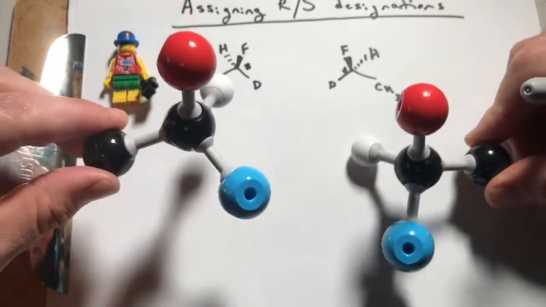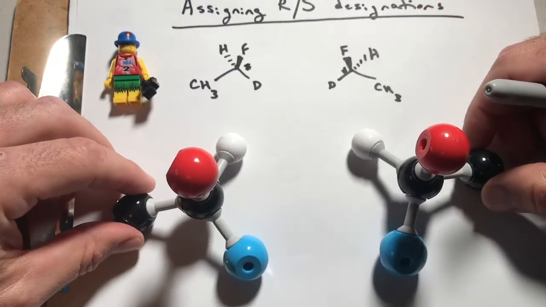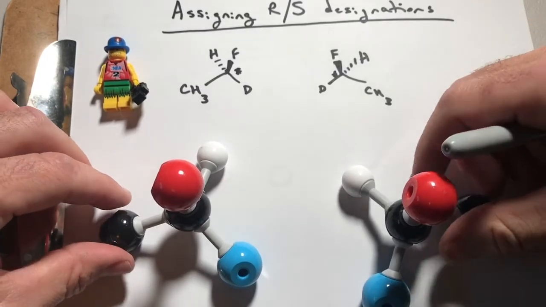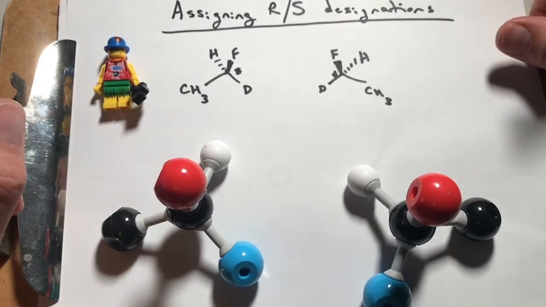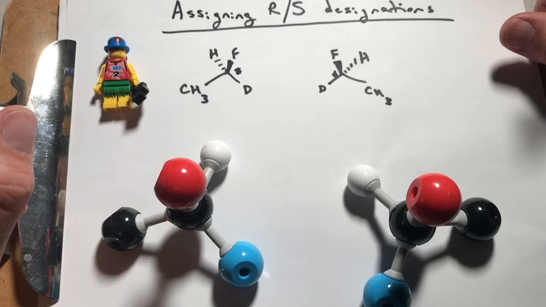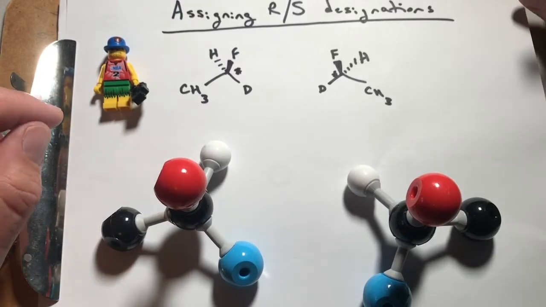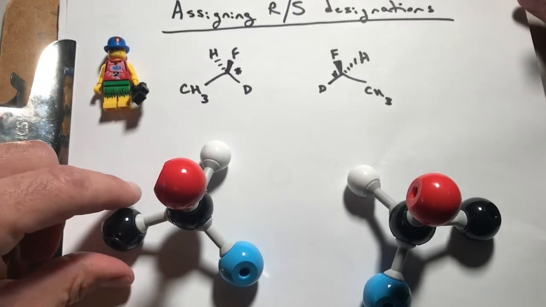I built models of both of these enantiomers here, and what we're going to do is to assign R and S designations to them. It doesn't really matter what R and S stand for. R is rectus and S is sinister, which is from the Latin for right and left. And there's some really particular rules that we got to make sure that we follow.